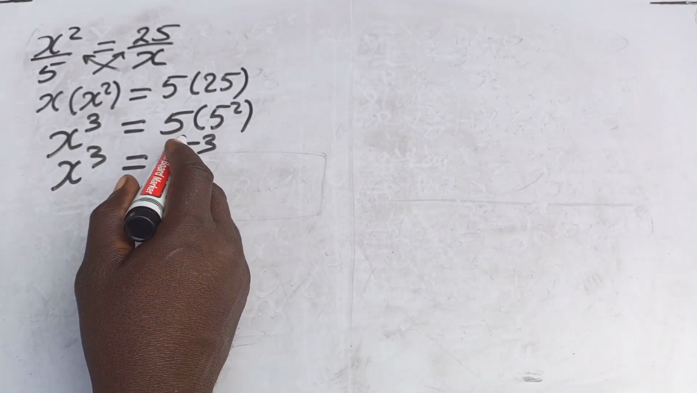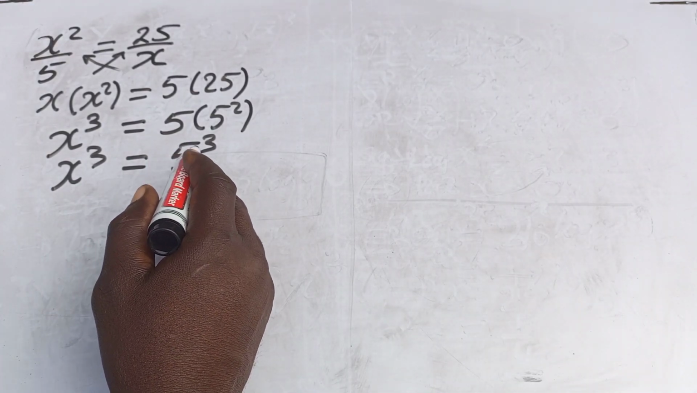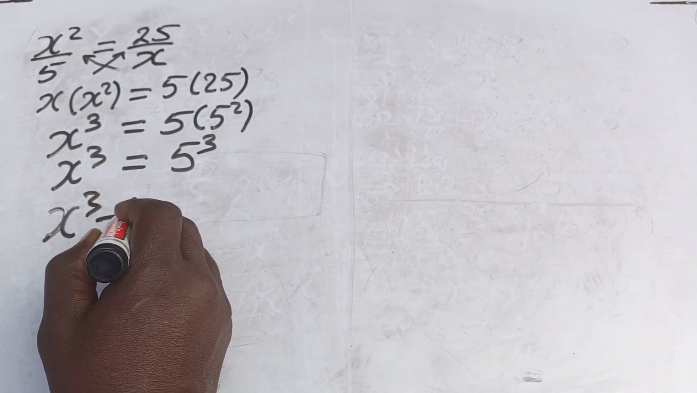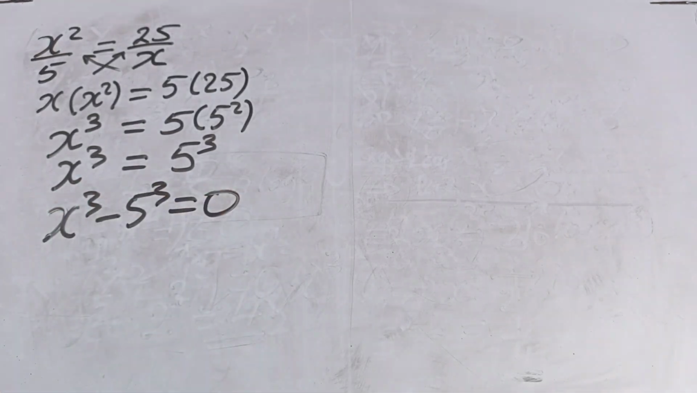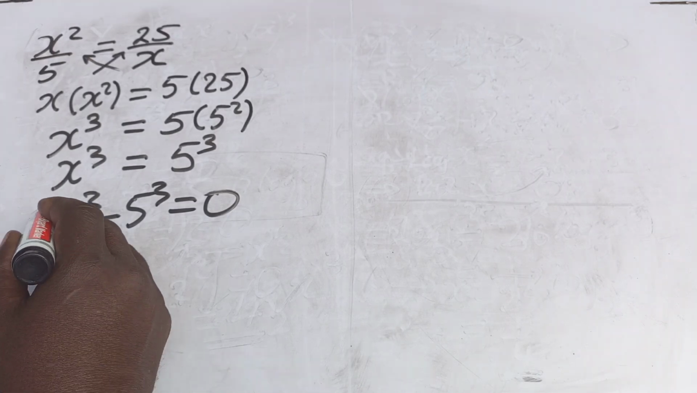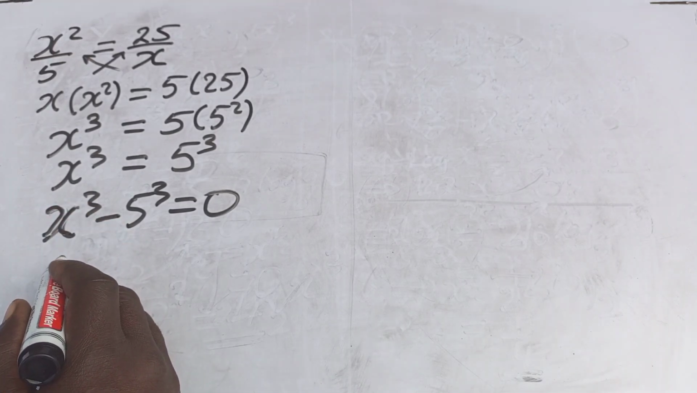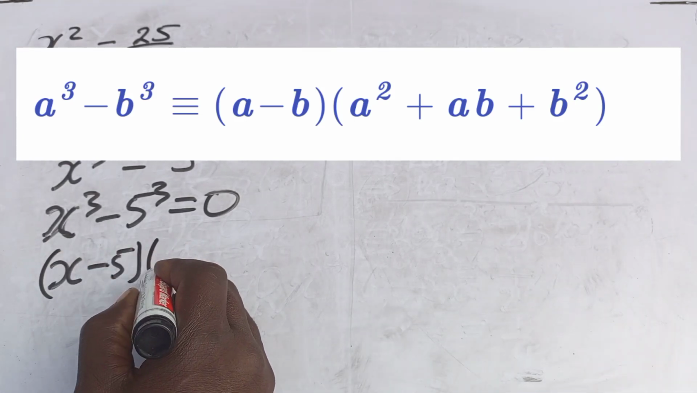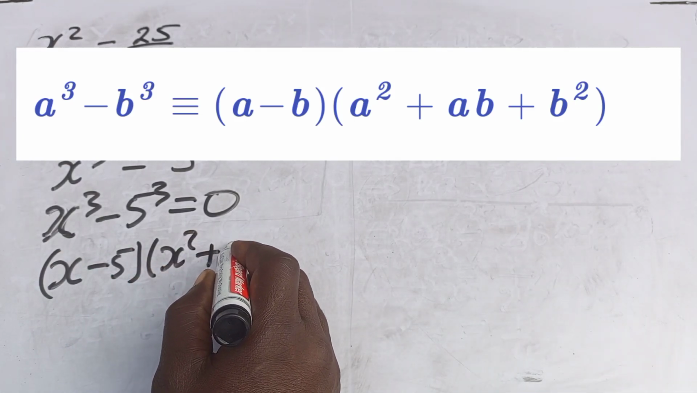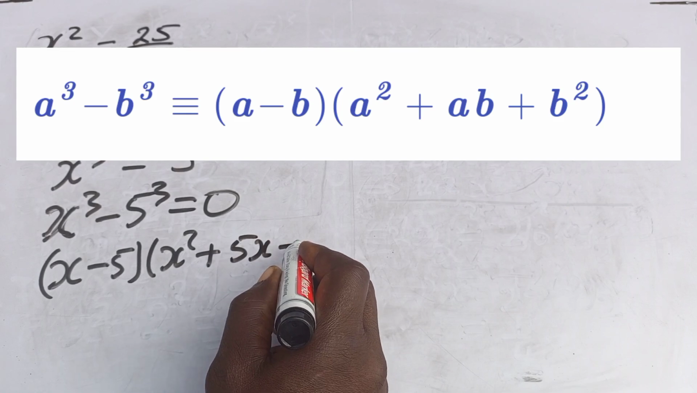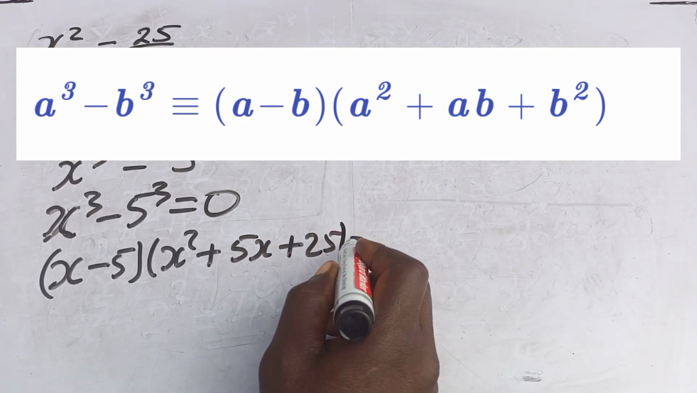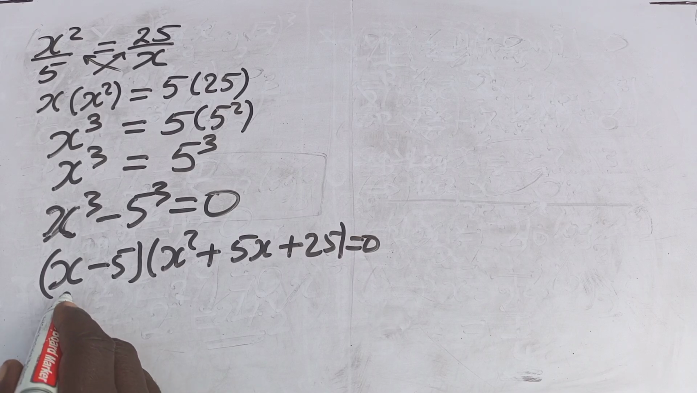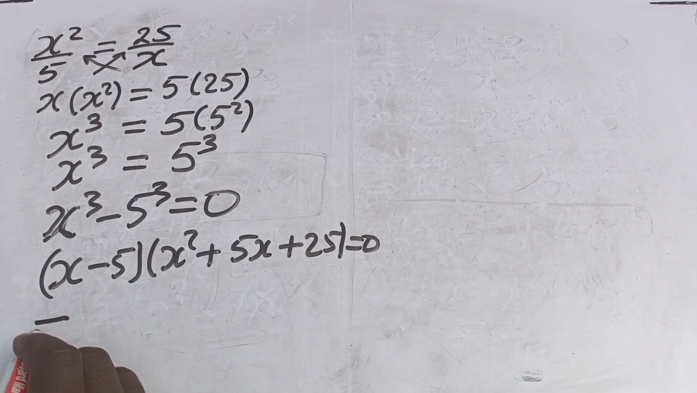So what do we do? We just take 5 cubed on the right hand side to the left hand side, so that we have x cubed minus 5 cubed is equal to 0. So we can now see a difference of cubes here. Applying the difference of cubes identity, we end up with x minus 5 into x squared plus 5x plus 25 is equal to 0.